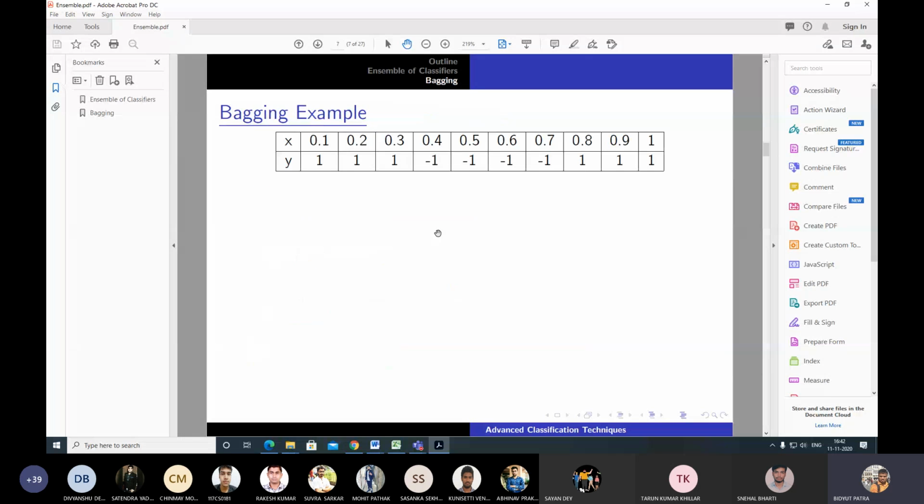But what I want you to concentrate on is this part, then the rest of the thing you will automatically understand. Did you understand what I said? Let's say you have a training data set here. You have X and Y. Can you see the slide? It's the bagging example, X and Y, 0.1, 0.2. Yes, visible.